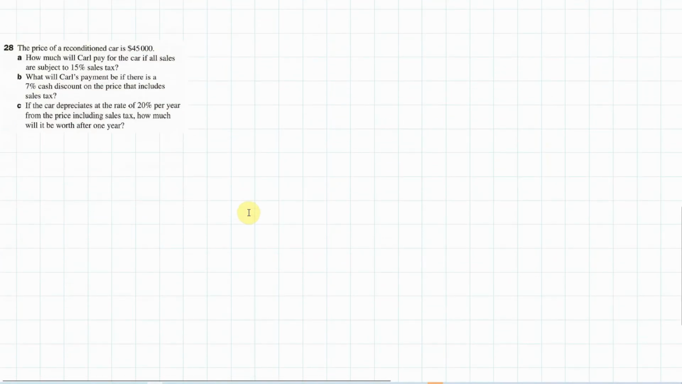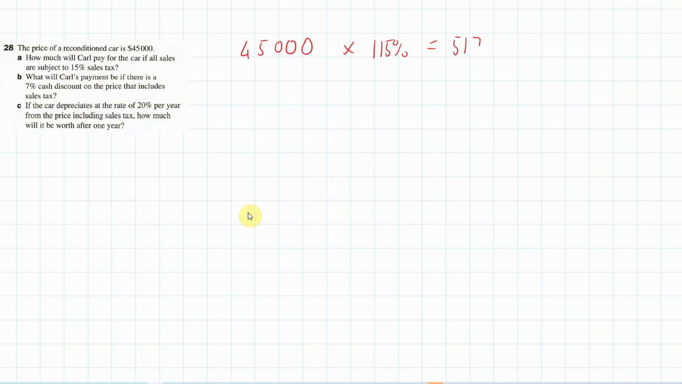Finally, today we have the price of a reconditioned car being $45,000. And how much will Carl pay for the car if all sales are subject to a 15% sales tax? So if he's got to pay a sales tax on top of that, we're going to times it by 115%. And that should give the cost of the car with the sales tax included, which is $51,750. Thank you very much.